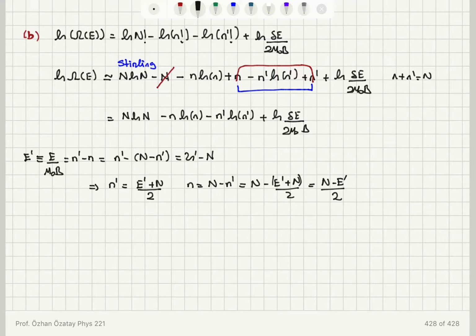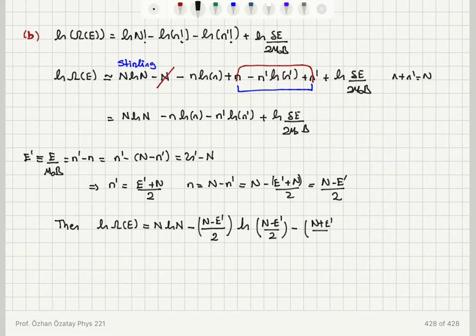So substituting these for ln omega, then I can write ln omega as capital N ln capital N minus, for n I substitute N minus E prime over 2, ln of N minus E prime over 2, minus n prime, for which I substitute N plus E prime over 2, ln of N plus E prime over 2, plus the last term ln delta E divided by 2 mu 0 B.